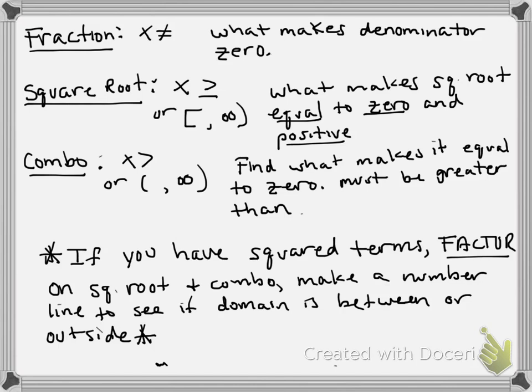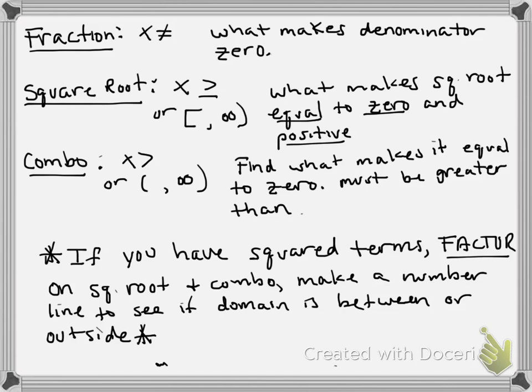Now we're going to look at what happens when we're looking at equations. There are 3 different types that we're going to concentrate on for right now. We're only going to be looking at the domain of these at this point. So the first kind are fractions. You're going to have an x on the bottom of your fraction. Those are called rational functions.